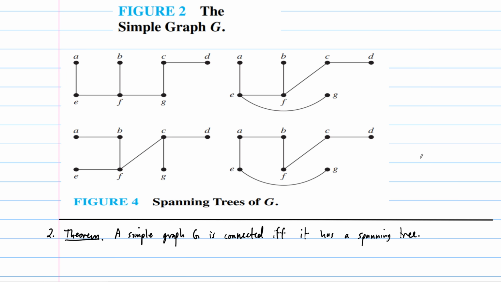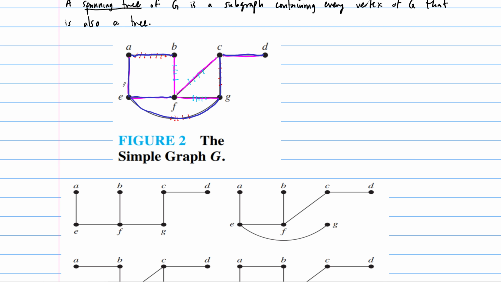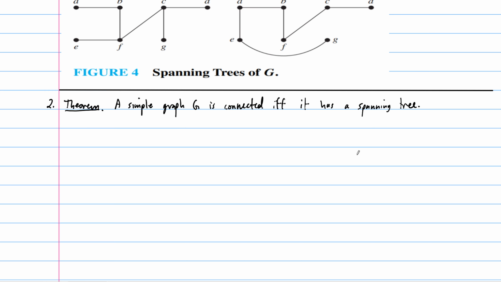So our example was connected, and it was simple. And how did we find the spanning tree? Well, we just removed edges from the circuits, right? So we removed edges from the circuits, and that's how the proof of this theorem is going to go, actually. So the sketch of the proof. When I say sketch, I don't mean a picture. I just mean an outline of the proof. So we'll prove both directions here.